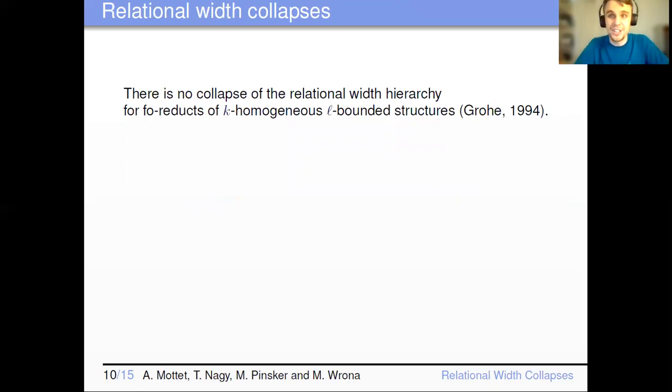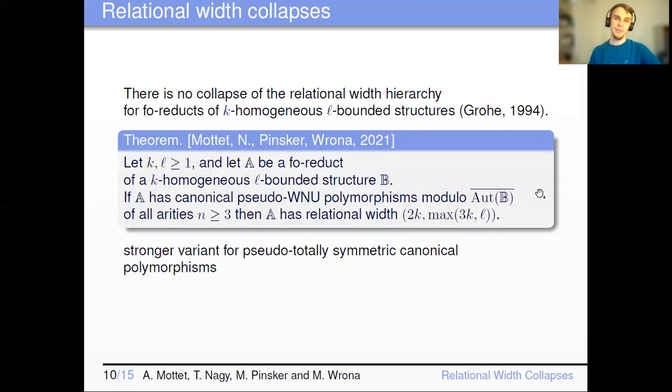Okay, so we have seen that there is no nice algebraic characterization of bounded width for reducts of k-homogeneous bounded structures. But this still does not mean that there are no collapses for the finite case, so that we cannot say that whatever k and l we take, every reduct of a k-homogeneous bounded structure that has bounded width has relational width, say, 34 or 57 or whatever. Unfortunately, this is also not possible, and this result is due to Grohe from the year 1994. On the other hand, we are actually able to prove some particular collapse in the case where we fix k and l.